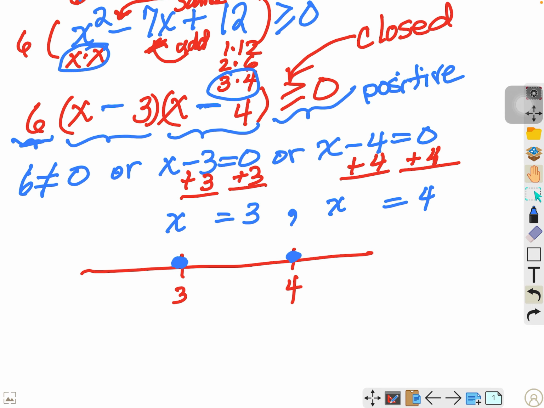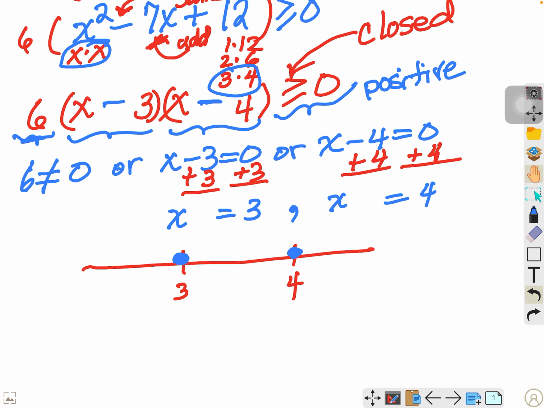So we have to test our intervals. So we will choose numbers between 3 and 4 and beyond 3 and 4. Between 3 and 4, we are going to test 3.5. To the right of 4, we will test 5. To the left of 3, something smaller than 3 and very easy to plug in, 0 or 1. Let's go with 0. And so we're going to test at this level here.